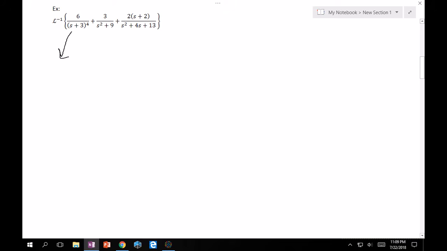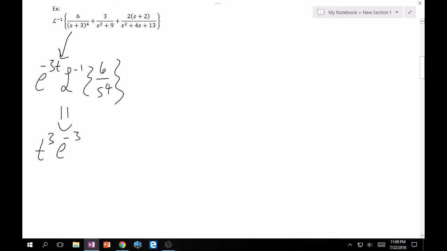So this is going to be e to the minus 3t times the inverse Laplace of 6 over s to the 4, which we just proved up there was t cubed. So this whole thing is just t cubed e to the minus 3t. That's good. Here, let's just go down.